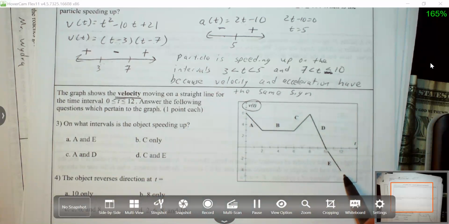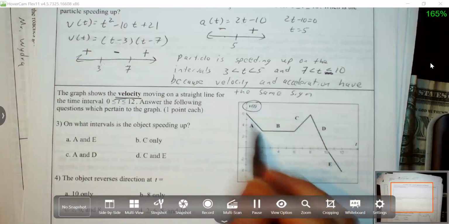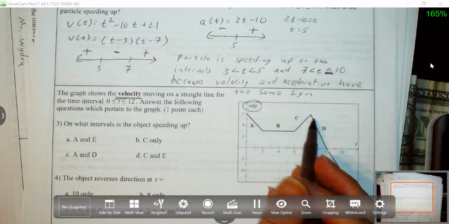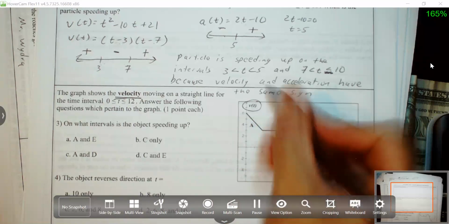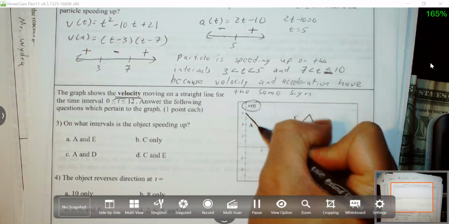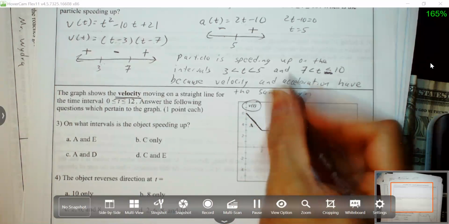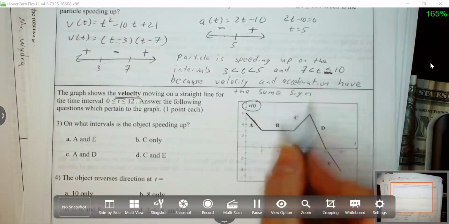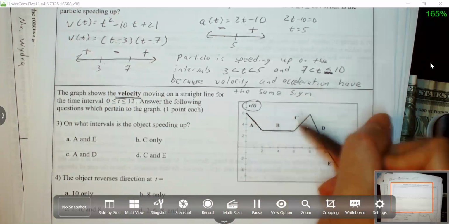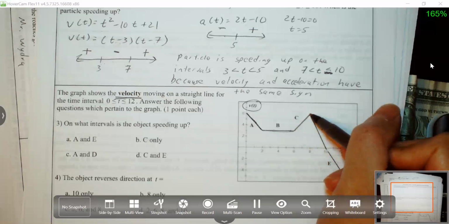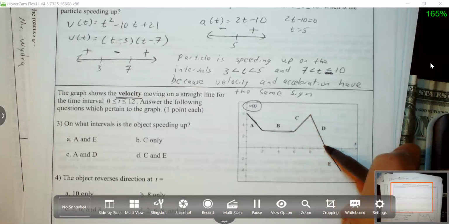Now, how do we find acceleration? Well, remember, acceleration is the slope, the derivative of velocity. So we just have to look at the slope of these portions of the graph, and that will tell us if acceleration is positive or negative. You see how the slope here is negative, so acceleration is negative here. This is horizontal, so acceleration here is 0. Acceleration here is positive, then acceleration is negative, and then acceleration is negative.